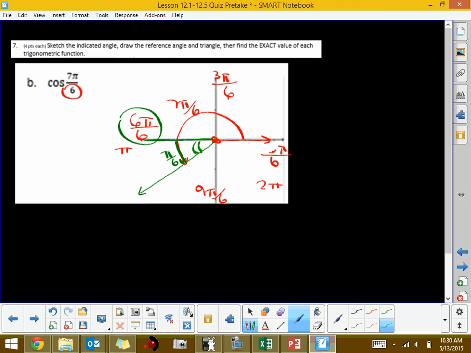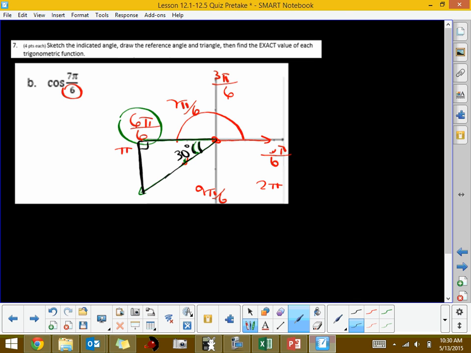Then I'm going to construct the reference triangle. The reference triangle goes from the end of your terminal side back to the x-axis. So your reference triangle is always formed by making a triangle back to the x-axis. We know that π/6 is our reference angle right here, and I'm just going to convert that into degrees because I think most of you are going to process this a little bit easier in degrees. π/6 is 30 degrees.